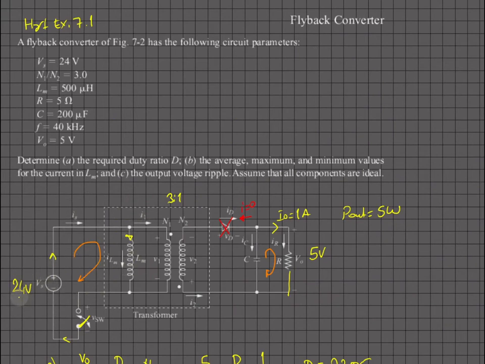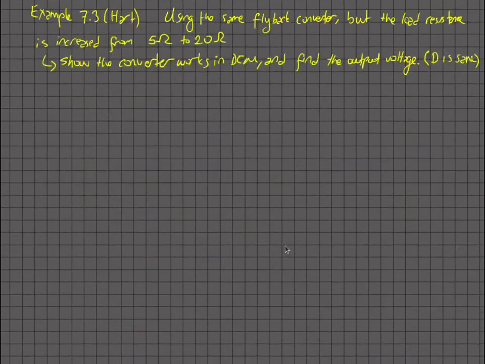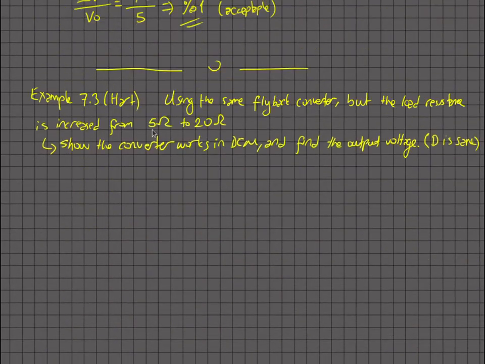So in that version, remember, we had 24 volts input voltage and 5 volts output voltage, and our load was 5 ohm resistance. And now in this problem, the load resistance is increased from 5 ohm to 20 ohm. So basically we will draw less current.